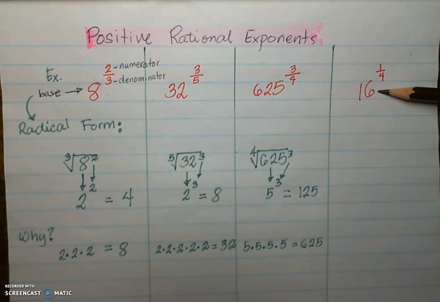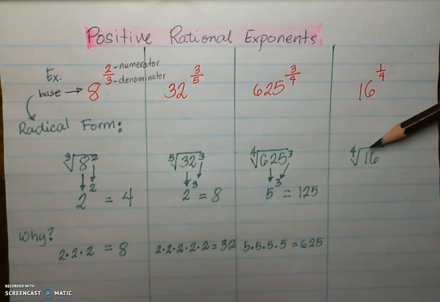For our last and final example, this is 16 raised to a power of 1/4. So once again, this base becomes the radicand, the numerator is going to be the exponent of the radicand, and the 4, which is the denominator, is going to be your index. So this is going to be read as the fourth root of 16. There is a power of 1 here, which I'm going to write in a bit.